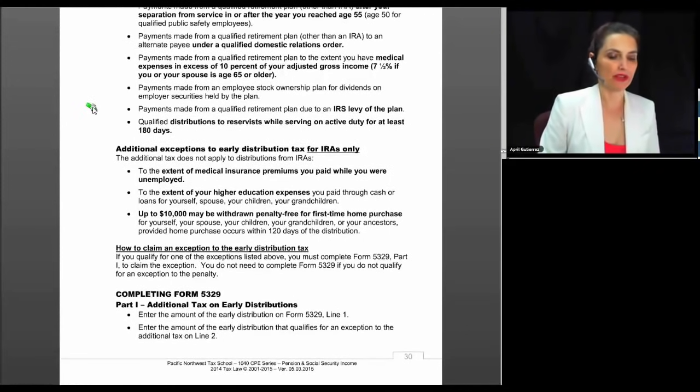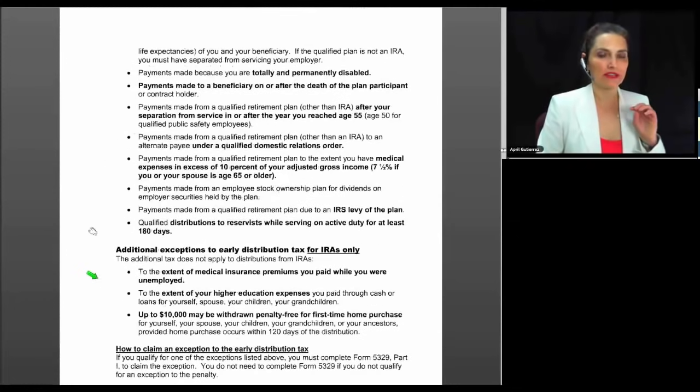Payments made from a qualified retirement plan due to an IRS levy of the plan. So if the IRS comes along and says you need to take a distribution of the plan to pay taxes that you owe to us, we're not going to make you pay the penalty on it. And then also qualified distributions to reservists who are serving on active duty for at least 180 days. Those are the exceptions that apply to 401ks and to IRAs.